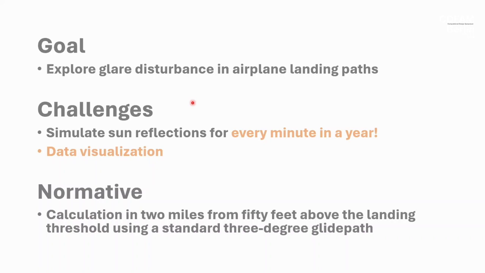So we need to calculate a lot. Data visualization, of course, is heavy when you have that amount of data. And the norm said that the calculation should be done within 2 miles, from 50 feet above the landing threshold, using the standard 3-degree glide path. I will explain this in a minute.